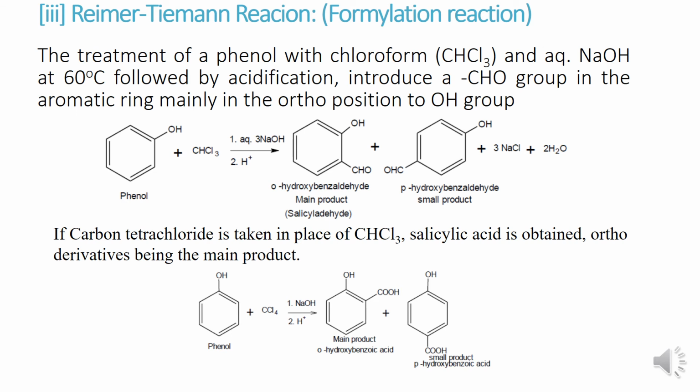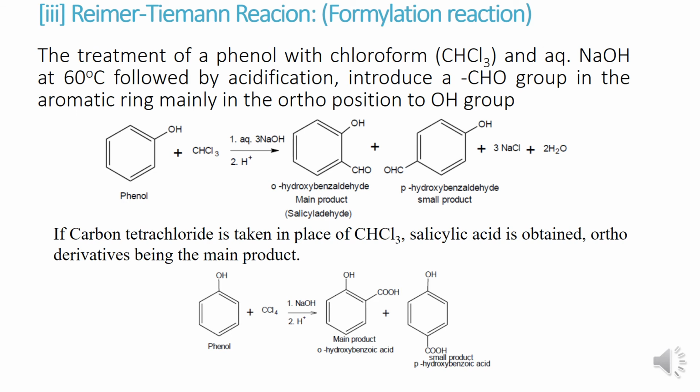So a byproduct is also there, para substituted compound also. As I said, electrophiles are directed towards ortho or para positions. As far as extent of product is concerned, ortho substituted compounds are the main compounds. I mean, ortho substituted molecules are obtained on a large scale rather than para.